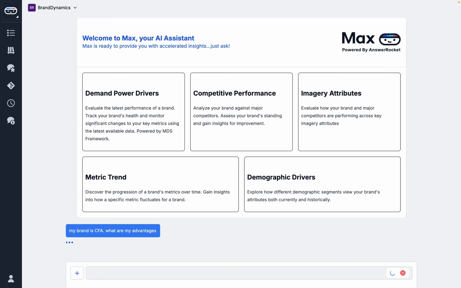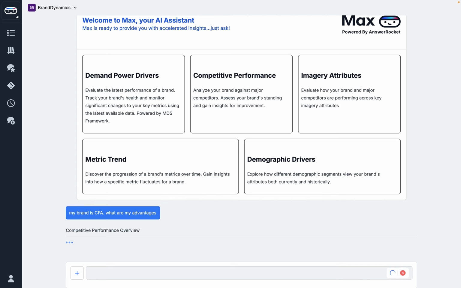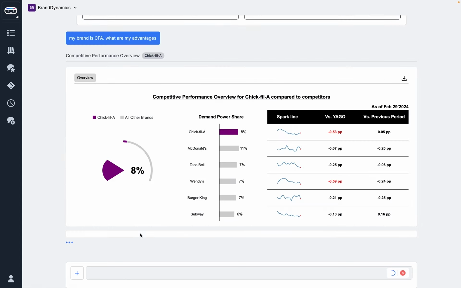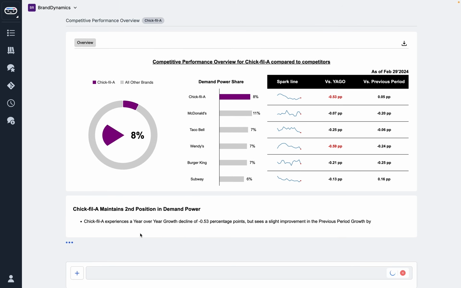Now, right away you notice that you don't have to speak to the language model in any formal way. It's going to determine what kind of analysis to produce for you and how to respond to your question based on what you ask and how you ask it. So in this case, it says competitive performance overview because my question was about advantages. And here we see the report produced for us.